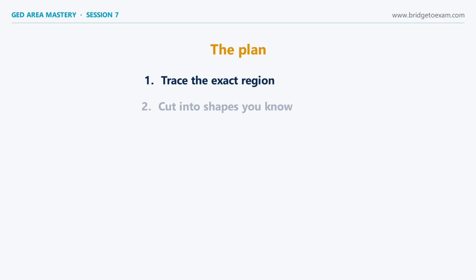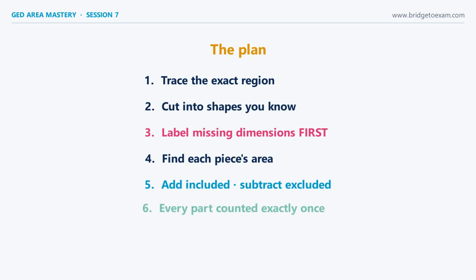Here's the plan, and it works every time. Trace the exact region you're asked about. Draw cut lines that create shapes you already know. Label missing dimensions before you calculate. Find each piece's area. Then add what's included or subtract what's excluded. Finally, check every part got counted exactly once.